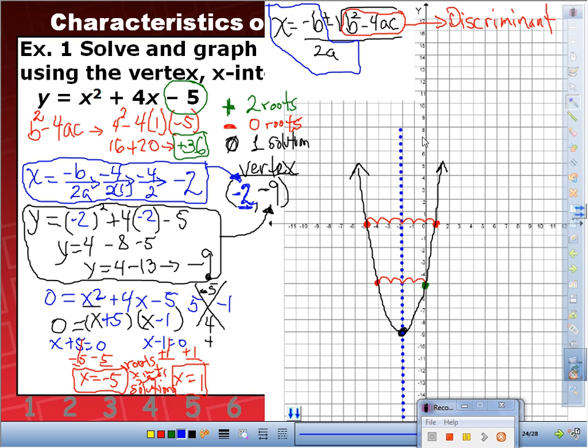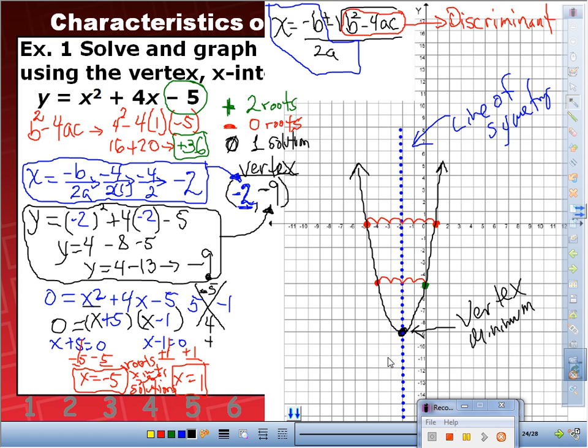So let's label this. This is called the line of symmetry. This one right here, it's called the vertex. In this case, what's another name for it if it's the lowest point? If it's the lowest point, the minimum. Very good. And this is my y-intercept. Do we need to label it? No, we got it, right? Okay. So, and that's it.